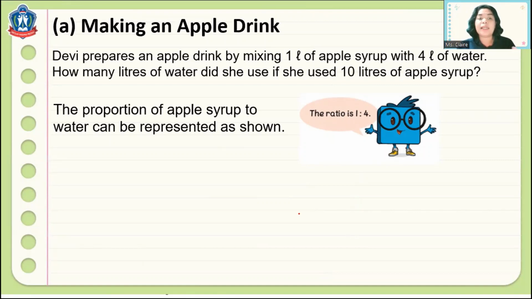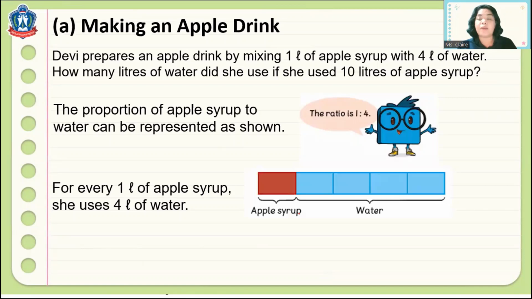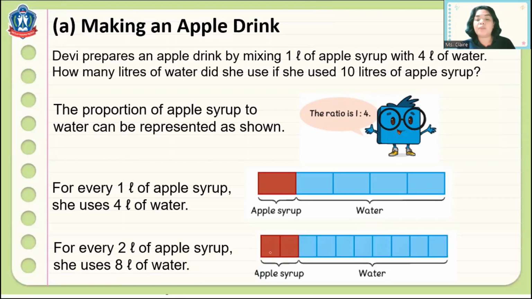We can present this in a table like this or in a bar model. Take a look. The red bar or square represents the apple and the blue represents the water. So 1 part is apple, 4 parts is the water. So if we have 2 parts of the apple syrup, we get how many parts of the water, or liters of water? 8. So we simply multiply it by 4, right? 1 times 4 is 4 for water. So if we multiply it by 2, we get 8.